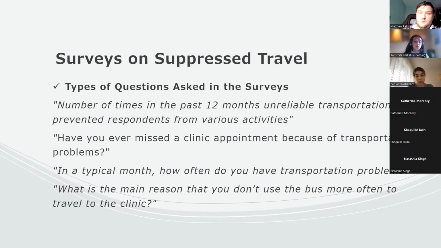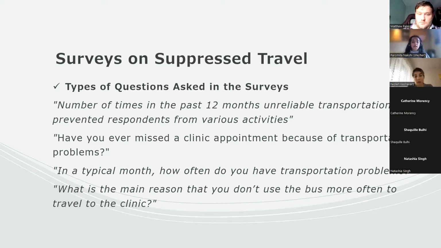And next, we wanted to see how these questionnaires framed different types of questions, or what type of scales or options were provided under different types of questions. For example, one study asked the respondents about the number of times in the past 12 months unreliable transportation prevented them from various activities. So it just asked the number of times. Again, one study asked, have you ever missed a clinic appointment because of transportation problems? So more like a yes, no type of question.